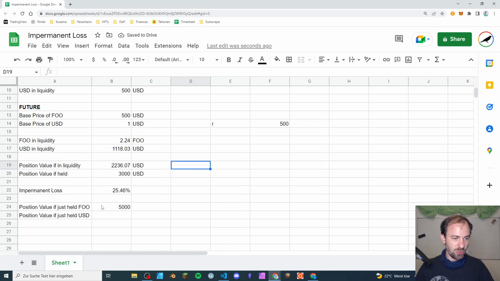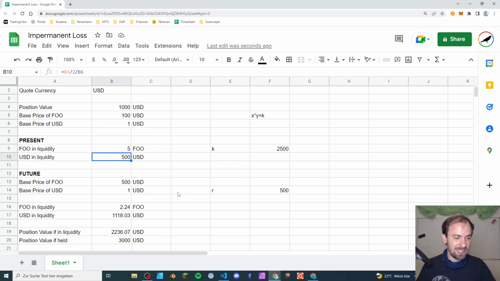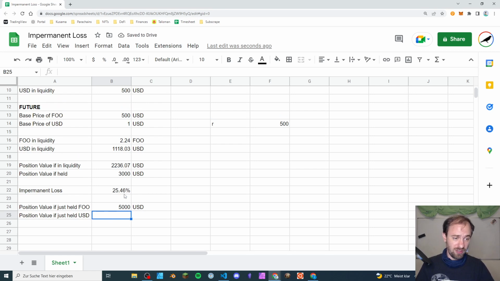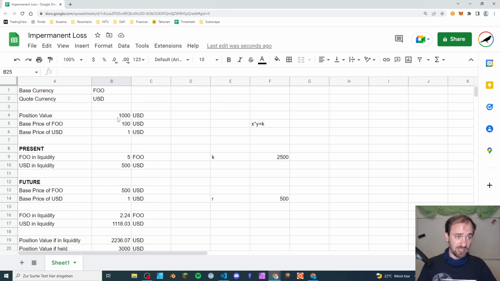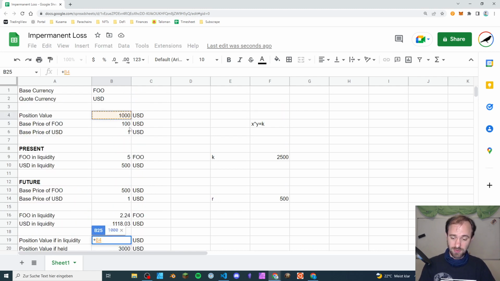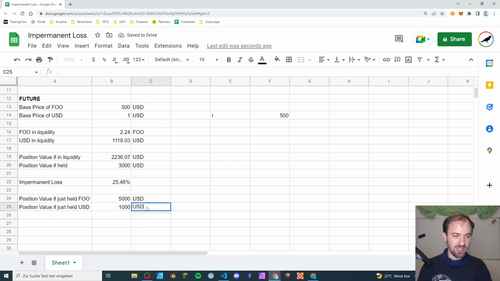So imagine you would have bought foo for $1,000. One foo was worth $100. Now it's worth 5 times that value. You would see that your position would be worth $5,000. Okay, what would your position be worth if you just held in USD? So you say the value of the position divided by the original value times the current value, and what do you have? You have a value of $1,000.